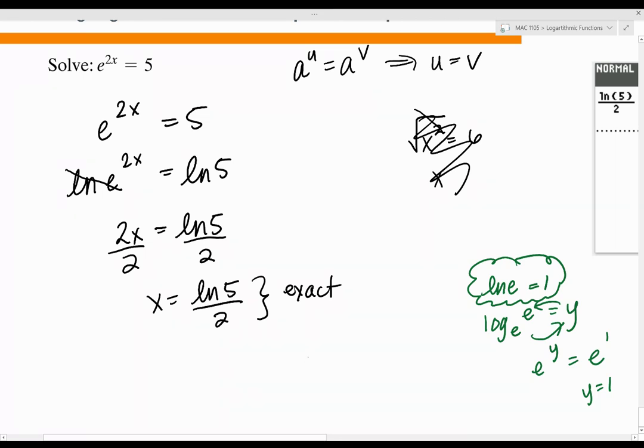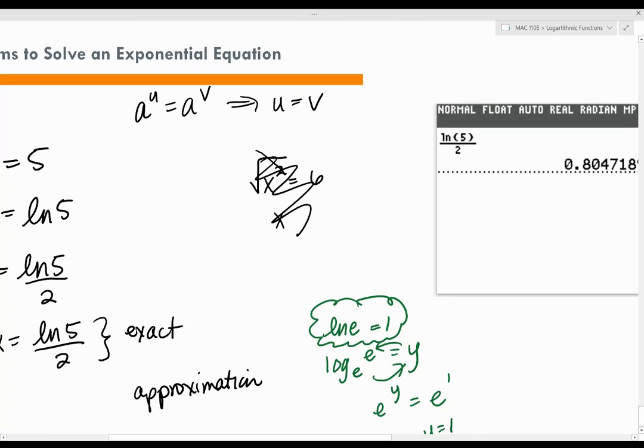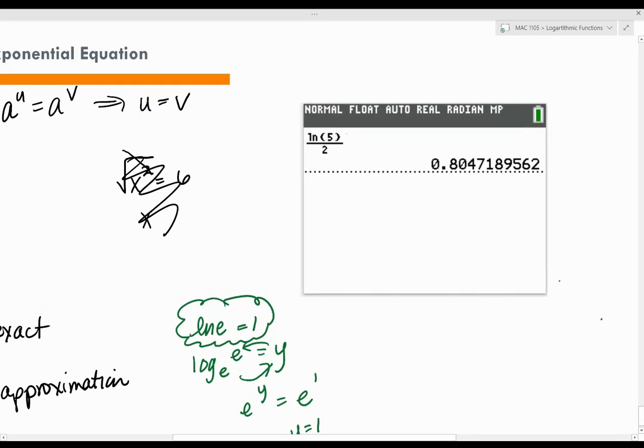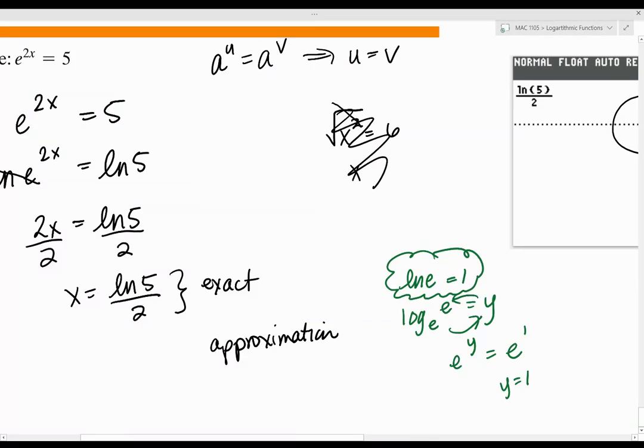If they ask for the approximation, that's your clue word that you are going to plug this quantity into the calculator and get a decimal. So when I plug this quantity into the calculator, natural log of 5 over 2, I get this decimal. Typically they will tell you where to round. So I'm just going to round to 4 decimal places. That's going to give me 0.8047.